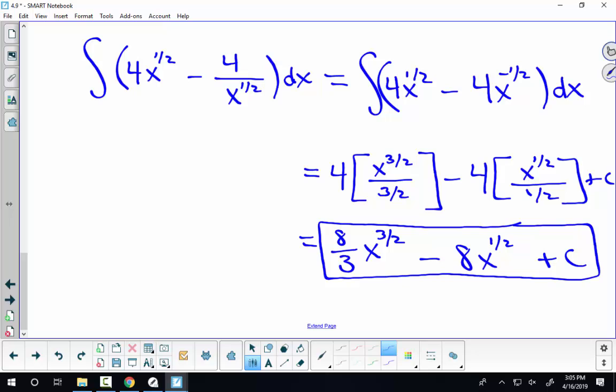Another thing we could have done is, before we found the antiderivative here, we could have said, well, both of these have a factor of 4, so I could factor this 4 out, and just take this antiderivative, and then multiply it through by 4. Does that make sense? Do y'all have any questions on this?